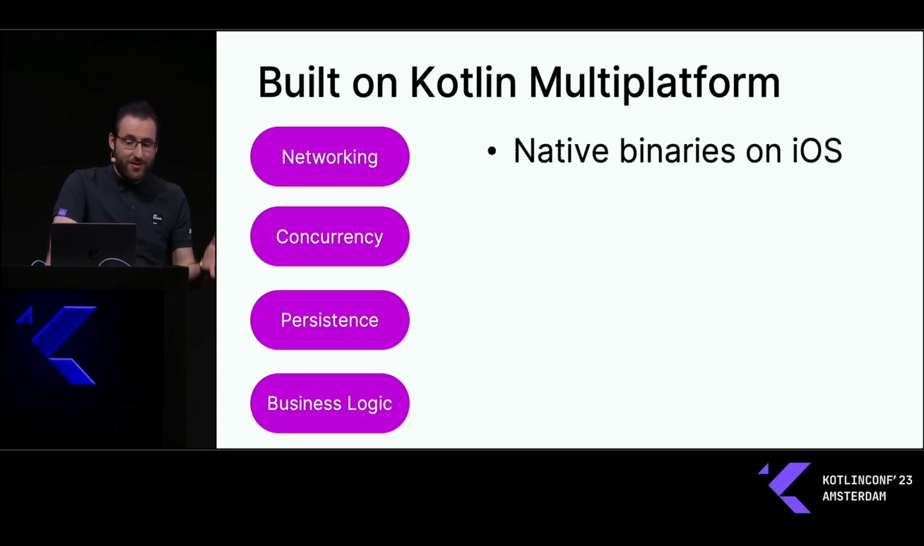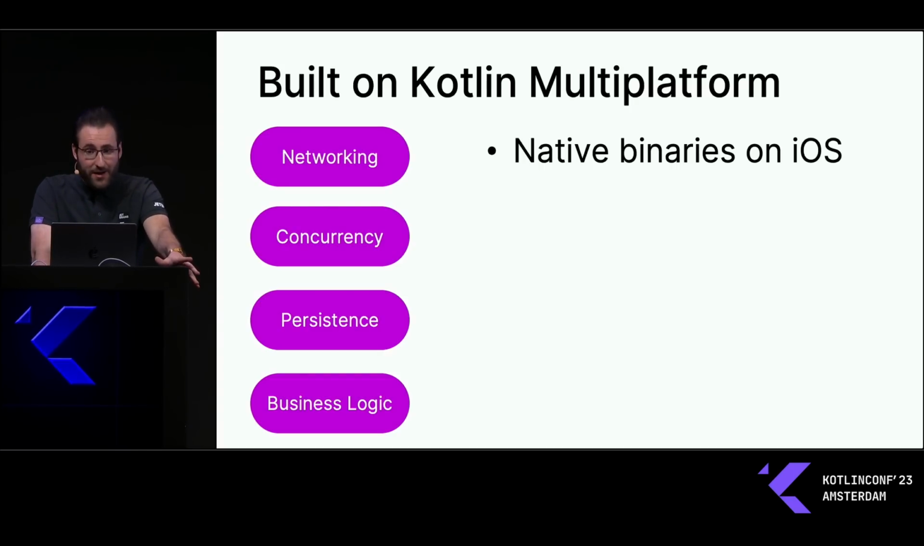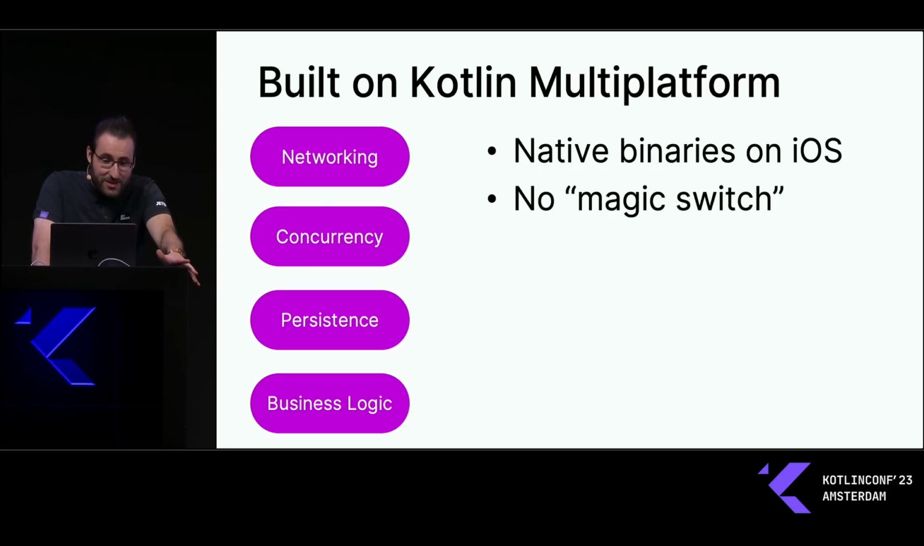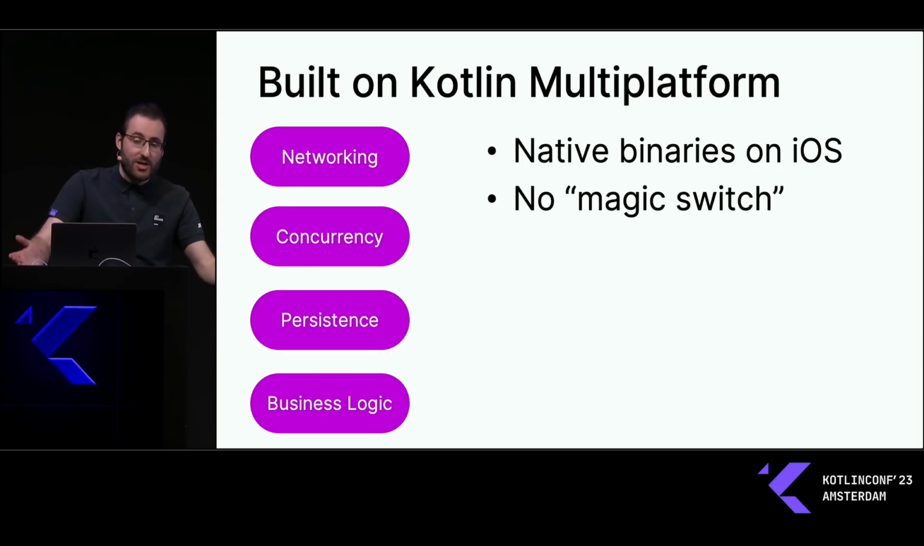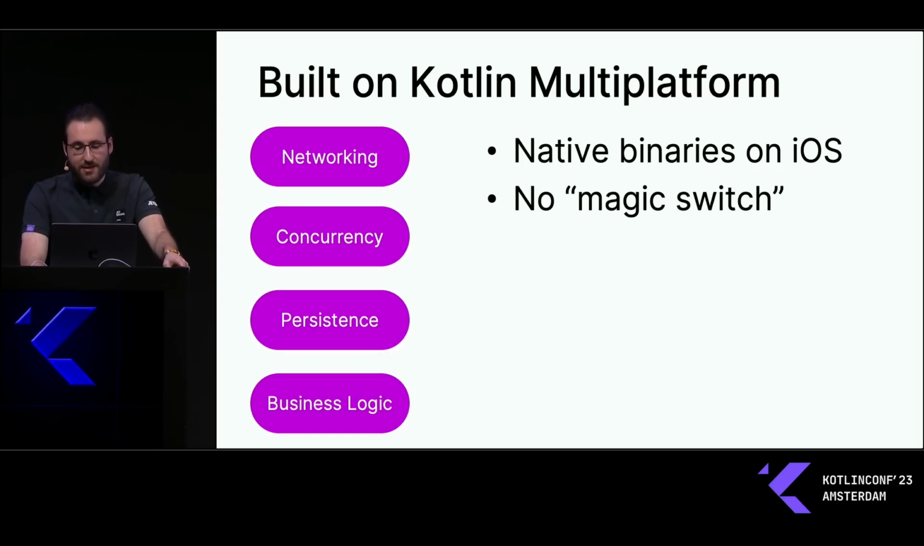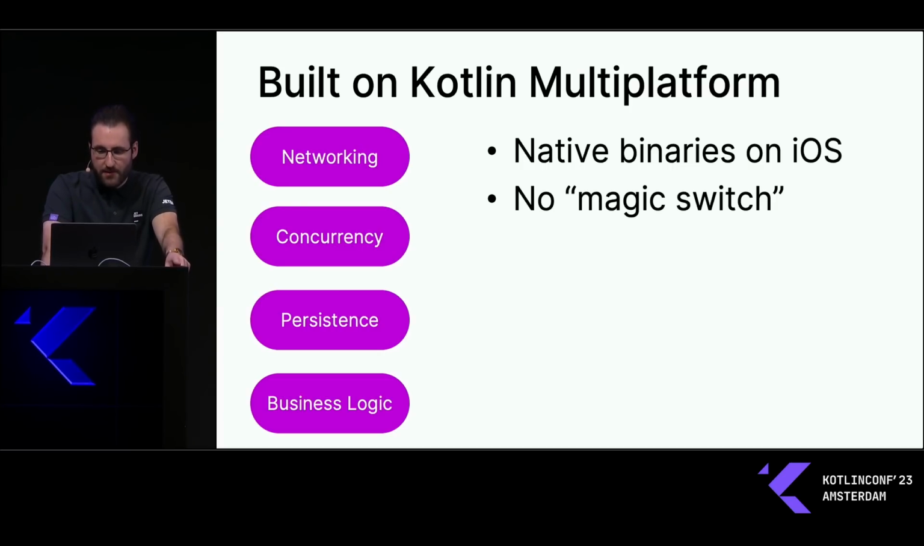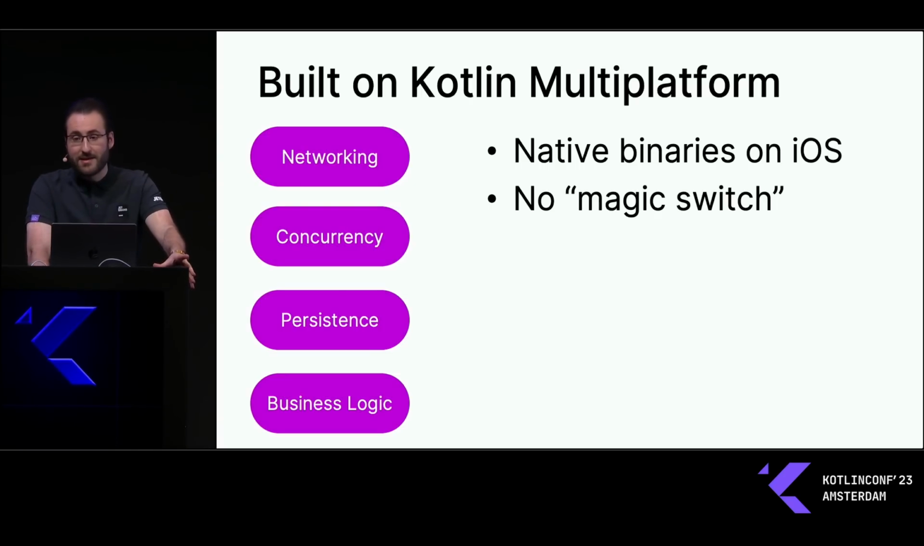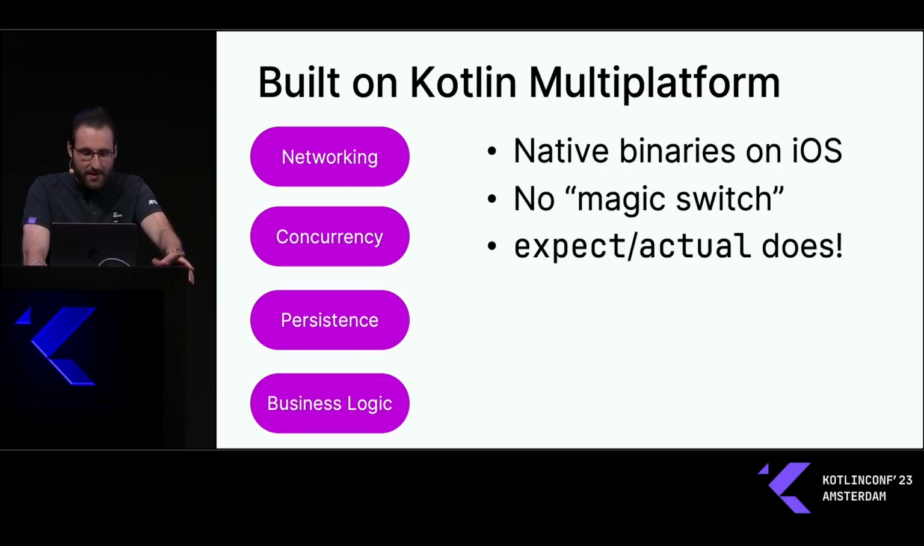This is really good on the one hand because it means that you get native binaries on iOS through Kotlin Native. But it also means that you can't just flip a magic switch and expect your Android app that you already have to just magically work on iOS. You still have to turn it into a multiplatform app. Luckily, for that use case, the same kind of approaches apply that have always applied in Kotlin multiplatform apps, so things like expect and actual.